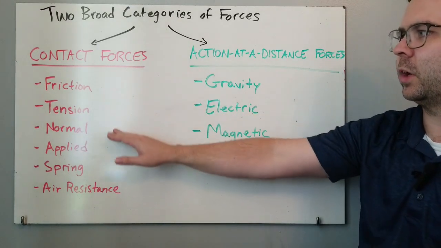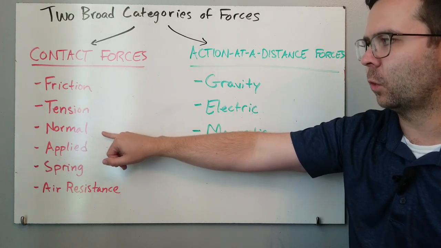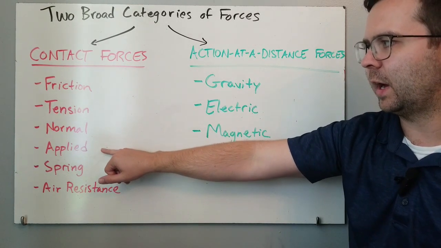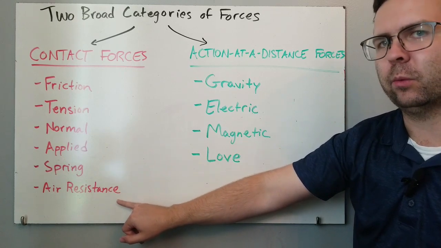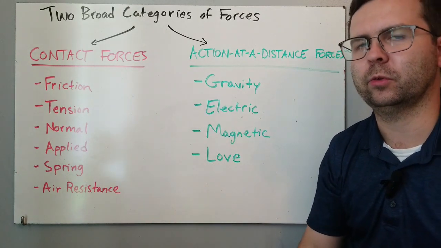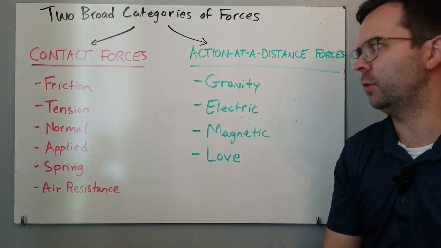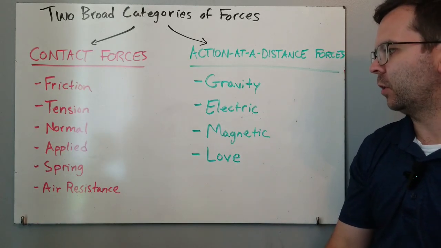So some contact forces, you've probably heard of these before. We have friction, tension, normal, we'll talk about that one, applied, spring, and air resistance. Those are all examples of contact forces. There, of course, are more, but these are just some simple categories. And then we have, for action at a distance, gravity, electric, and magnetic.